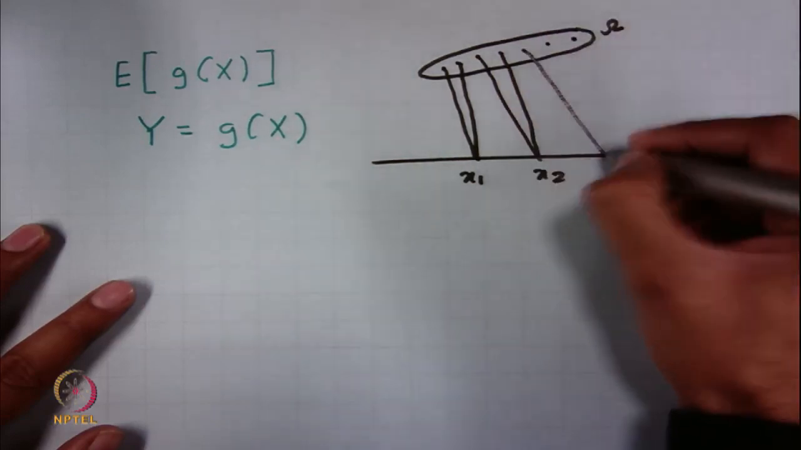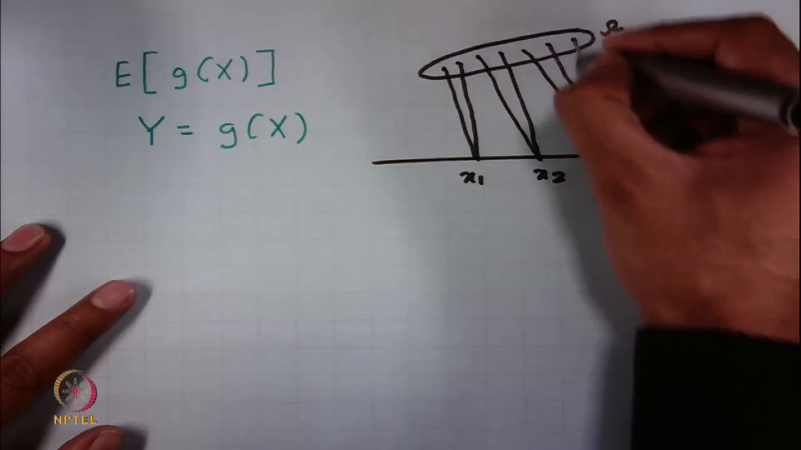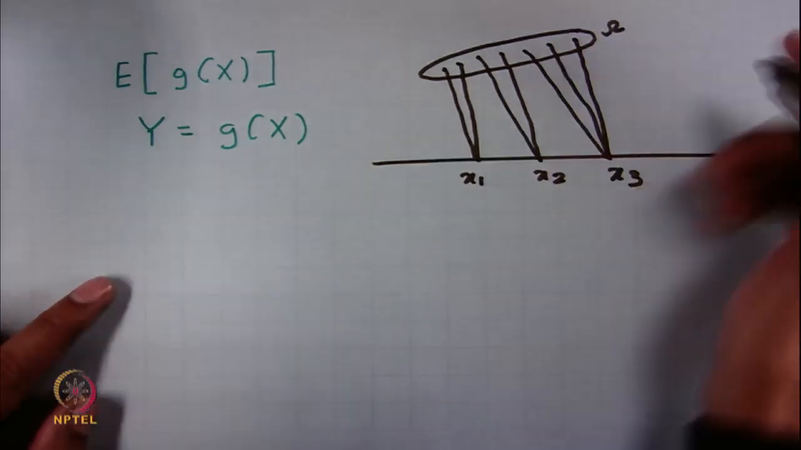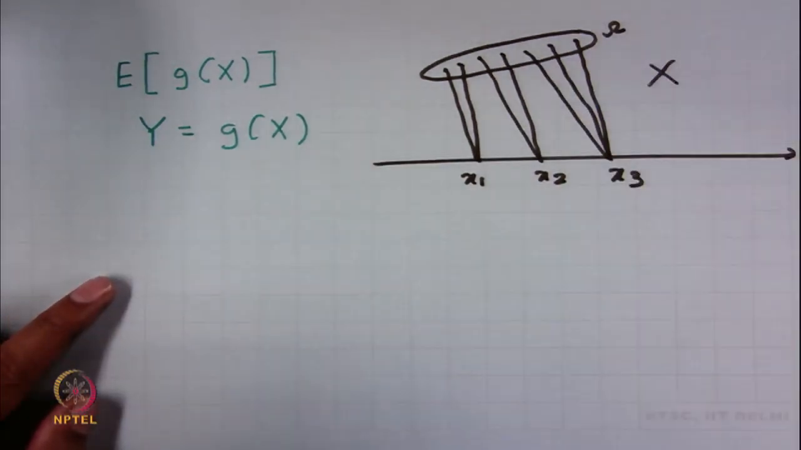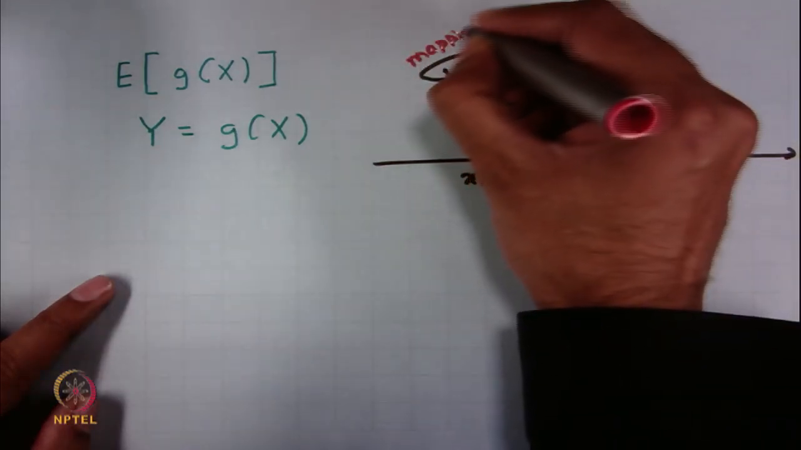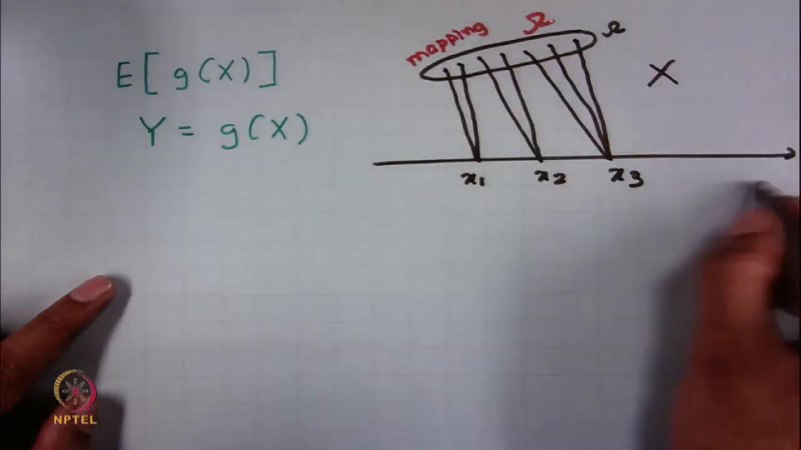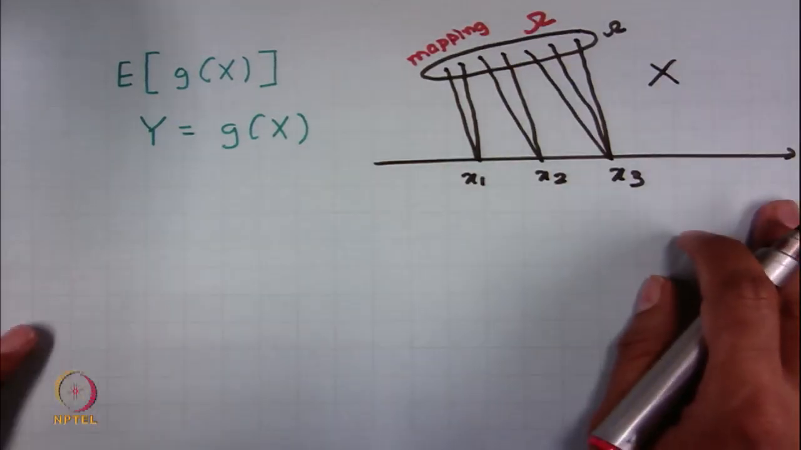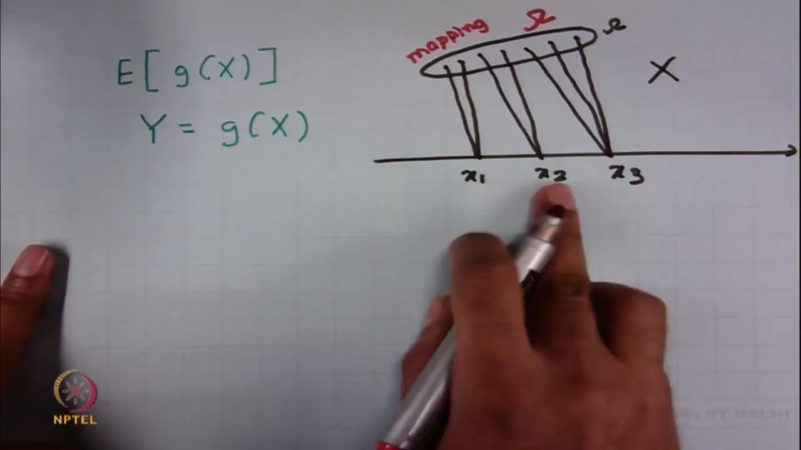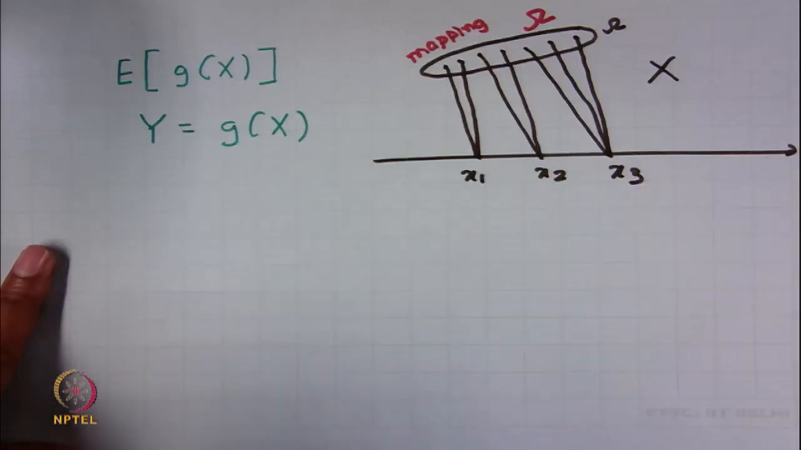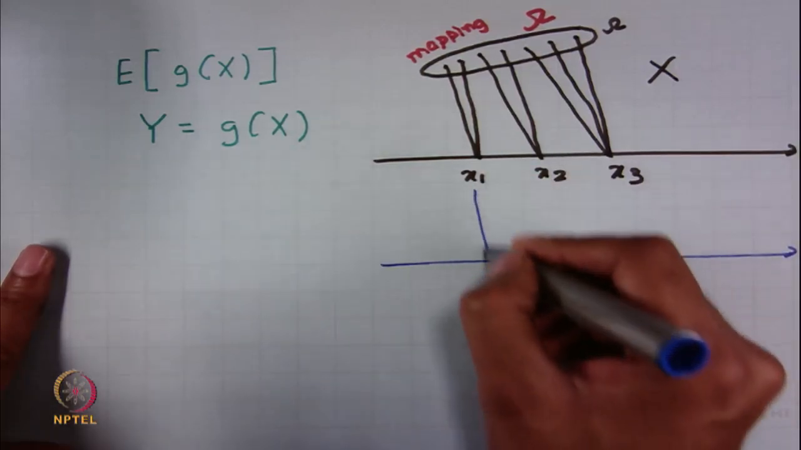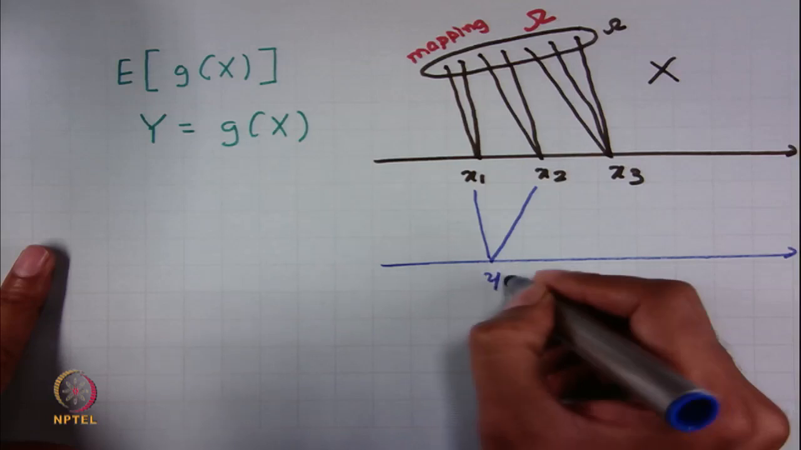So, I have been assigning some numerical values to these outcomes, and who does this for us is a random variable. I can choose a random variable X, which provides me a mapping between this sample space omega and this set of real numbers. Now, let us say that I have another function g, which takes in these numerical values. So, I draw another line.